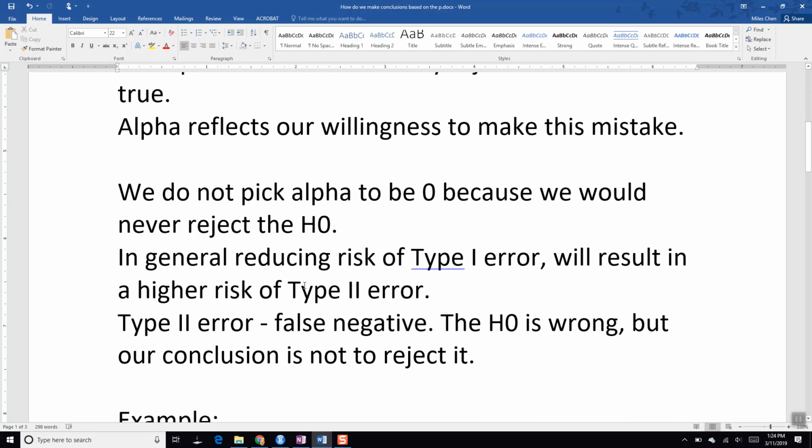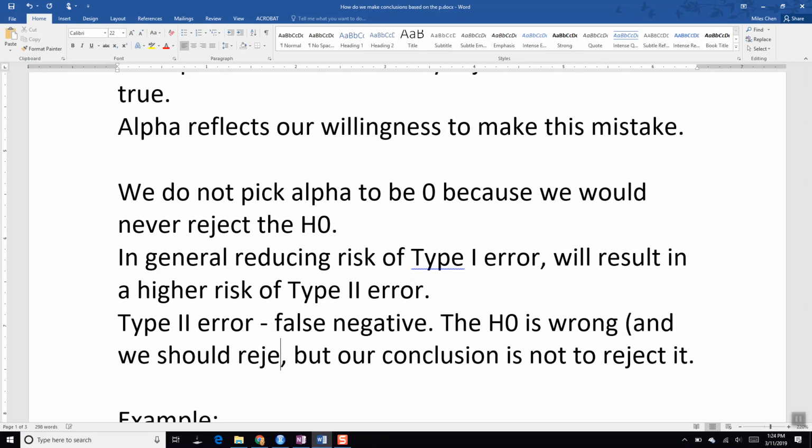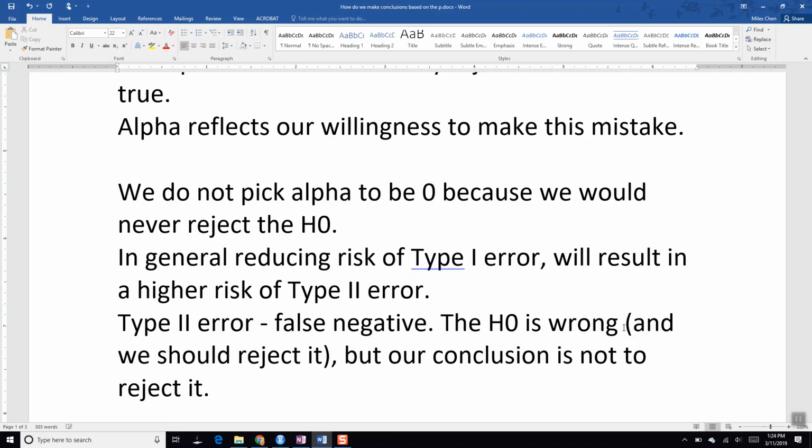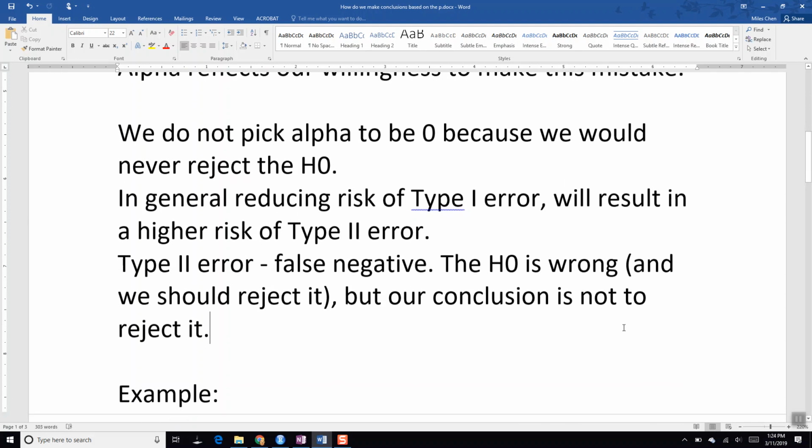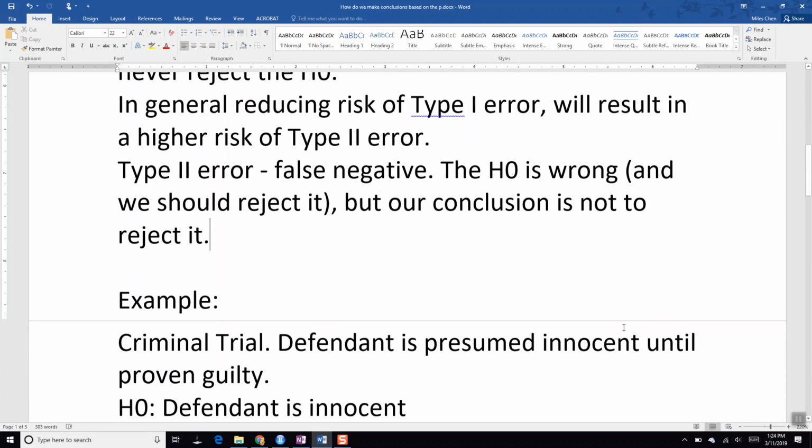So I write, in general, reducing the risk of type 1 error will result in a higher risk of type 2 error. And type 2 error is the false negative, which means the null hypothesis is wrong, and we should reject it. Okay, but our conclusion is not to reject the null hypothesis. So that's the type 2 error.